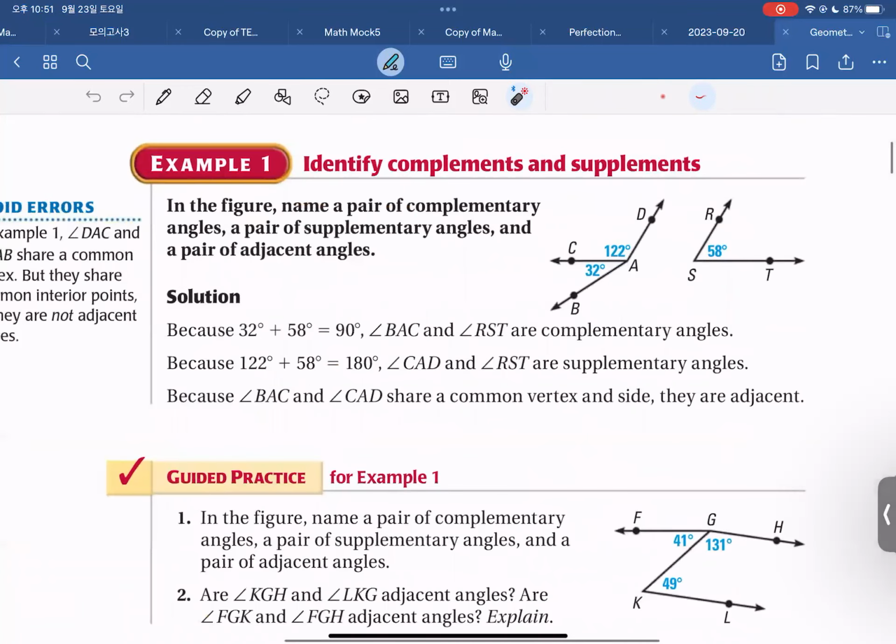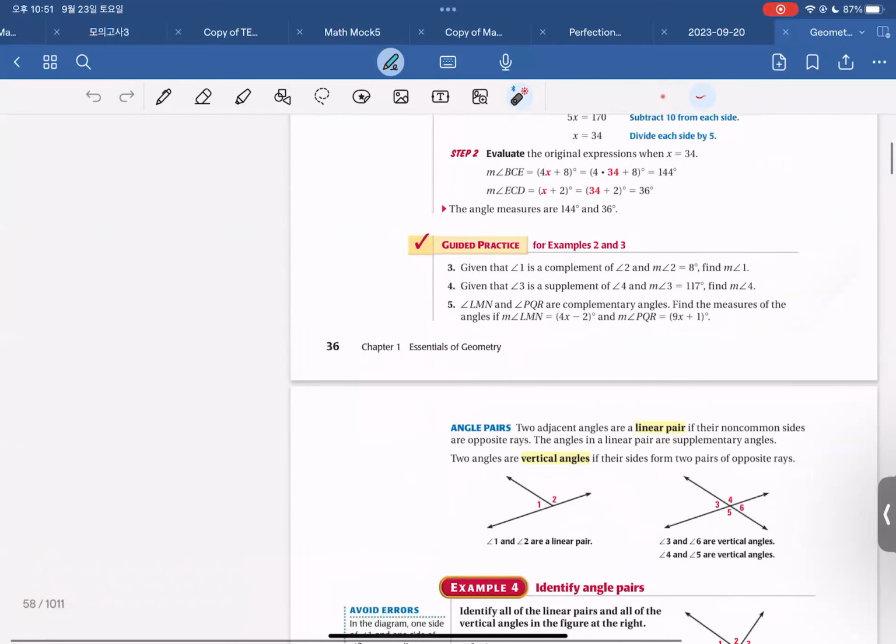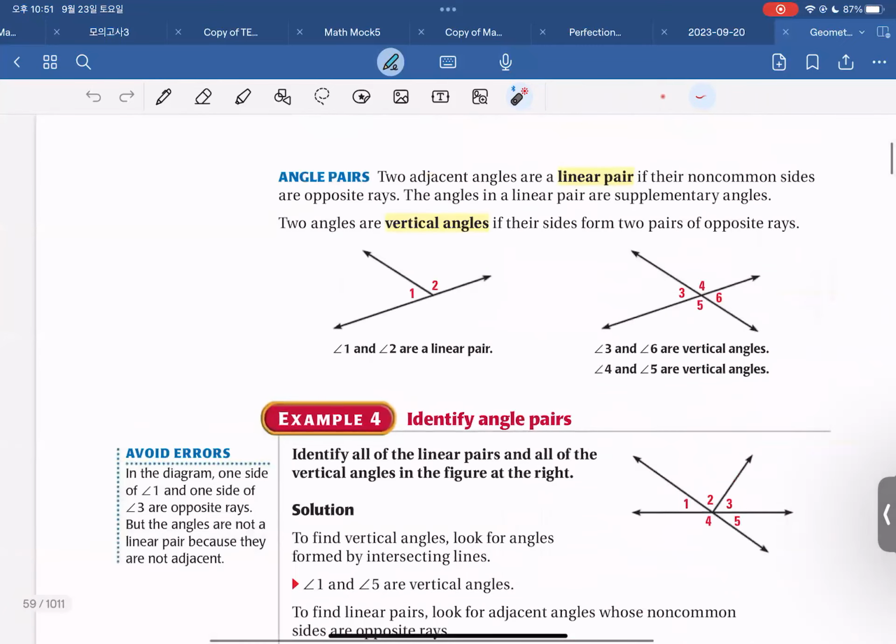I think that's pretty straightforward, right? If you're trying to find a pair of complementary angles or supplementary angles, you just have to look at what they add up to at the end. I think you can do these examples on your own. So let's look at another pair.